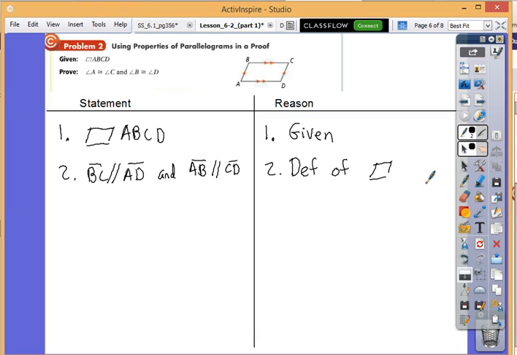But we don't need it for this particular problem. That doesn't gain us anything. Knowing that all of the sides are congruent doesn't help us to prove that the angles are congruent.